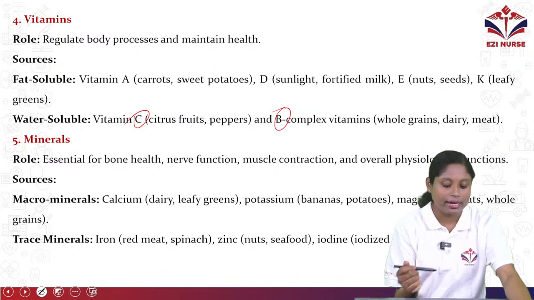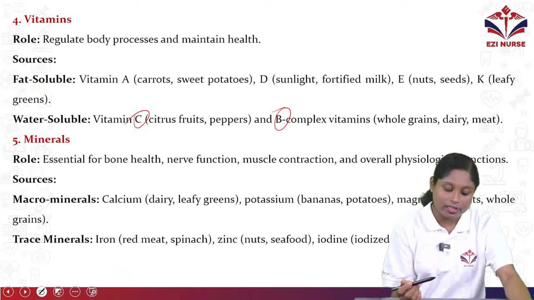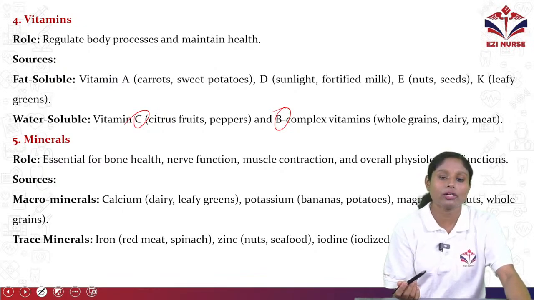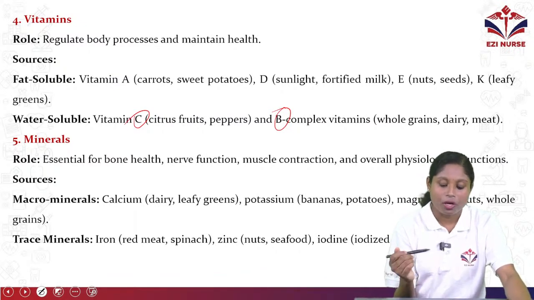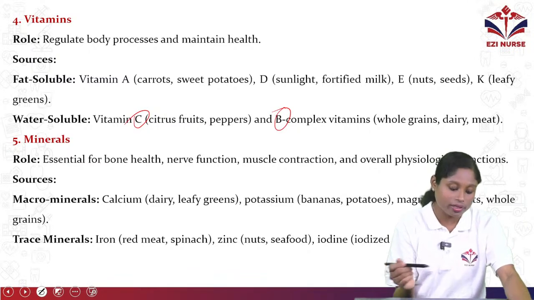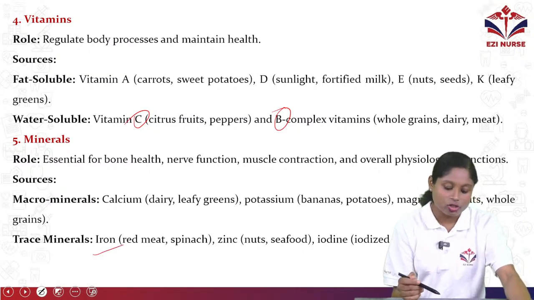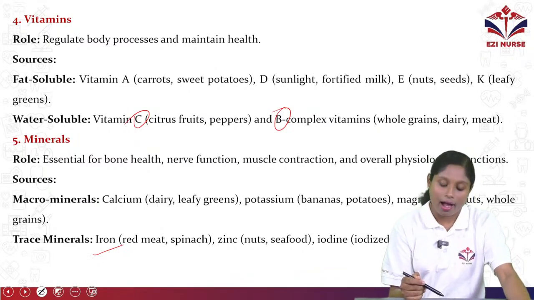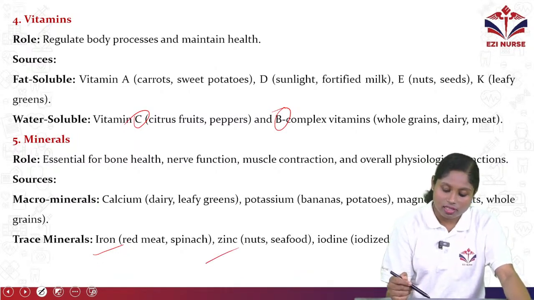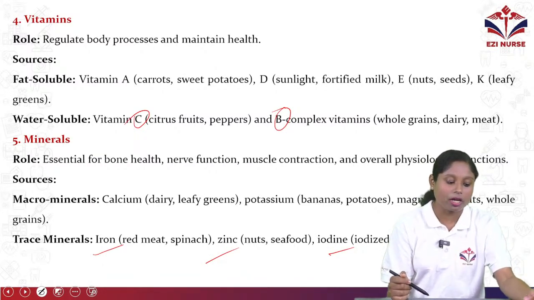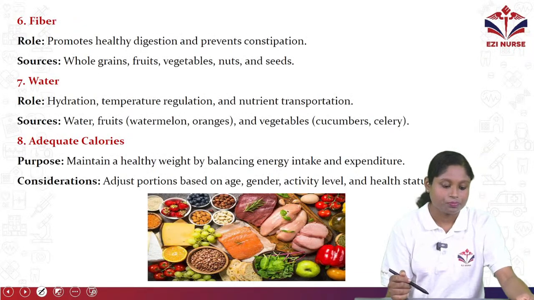Macro minerals like calcium: we get calcium through dairy and leafy green vegetables, so milk and milk products and leafy greens. Next is potassium, from bananas and potatoes. Magnesium, from nuts and whole grains. Coming to trace minerals, first one is iron, from red meat and spinach. Zinc, from nuts and seafood. Iodine, from iodized salt. So these are the vitamins and minerals, their roles and sources.